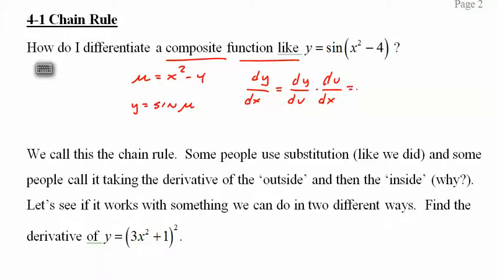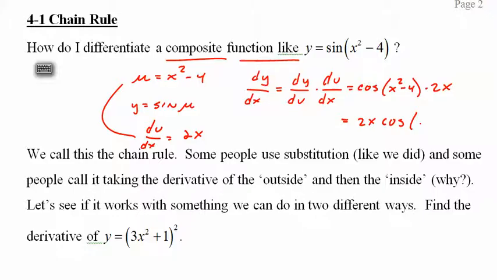Dy du is just derivative of sine is cosine, and du dx is 2x. And we're done. So that looks straightforward enough, but trust me, it gets a little nasty.